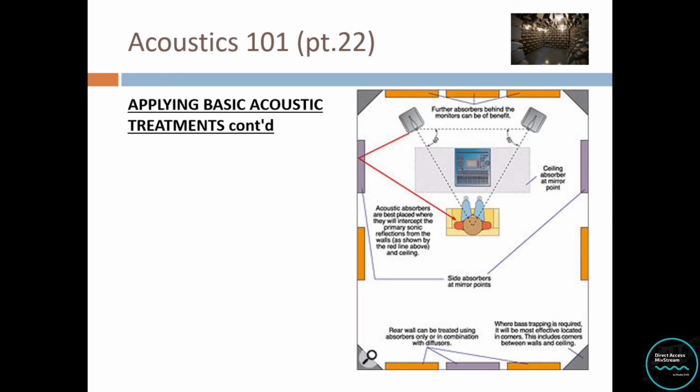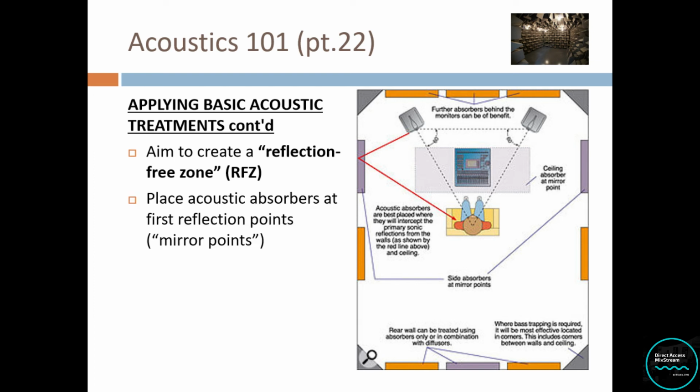So where would you want to apply all this? The goal of acoustic treatment is to create what we call a reflection-free zone. Where you are sitting in front of your speakers, your computer screen and monitors, you want it to be a reflection-free zone. You place acoustic absorbers at the first reflection points. They call it mirror points because it's a very easy way to find out where these points are.